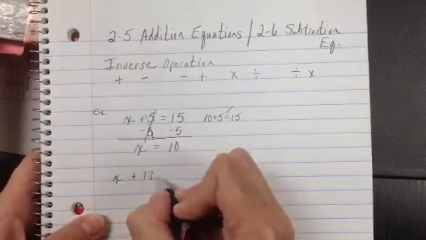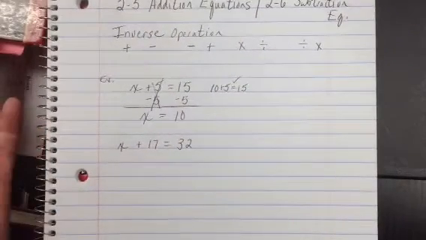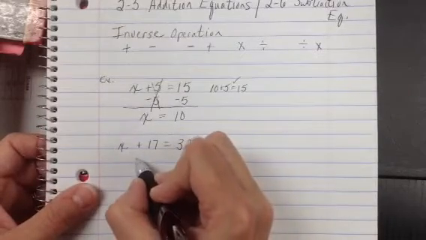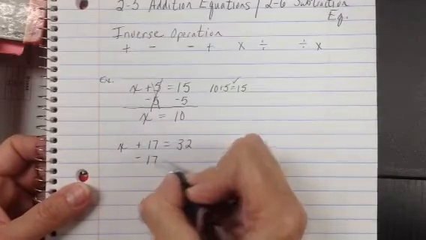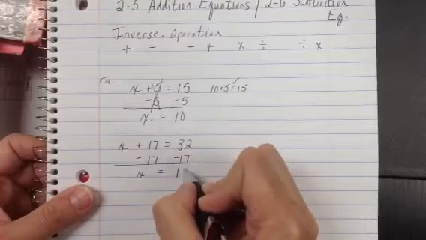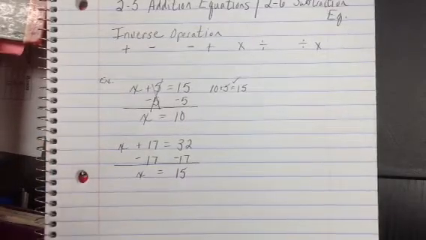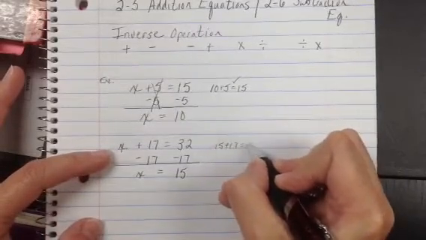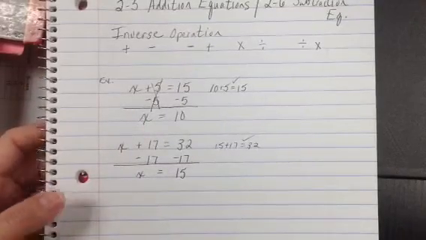x plus 17 equals 32. Okay, just a slightly bigger number. Maybe you can still do it in your head. I'm going to do the inverse operation of addition, which is subtraction. I'm going to subtract 17 from both sides. So now x is equal to 15. If I need to do a little computation to figure out that 32 minus 17 is 15, I could do that. Let's check it. 15 plus 17 equals 32. Does it? Yep. Check.